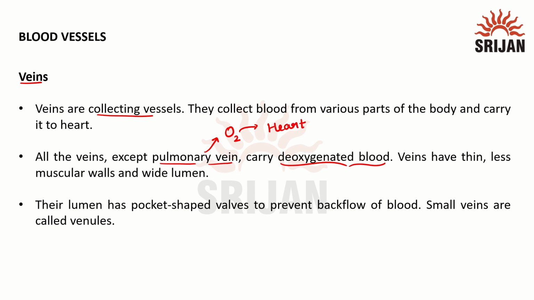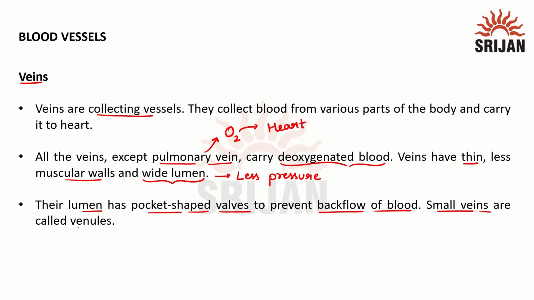Now the veins have thin and less muscular wall and a wide lumen. So more blood will be flowing but with less pressure. Now to make sure that unidirectional flow is achieved, the veins have the valves. So their lumen has pocket shaped valves to prevent backflow of blood because there is less pressure in veins.